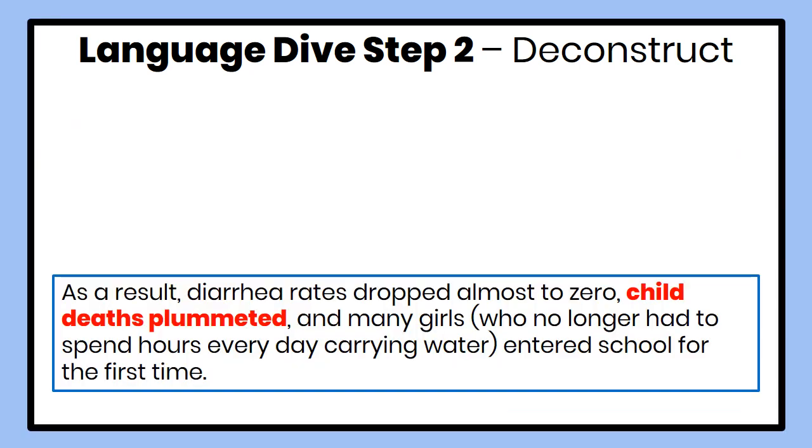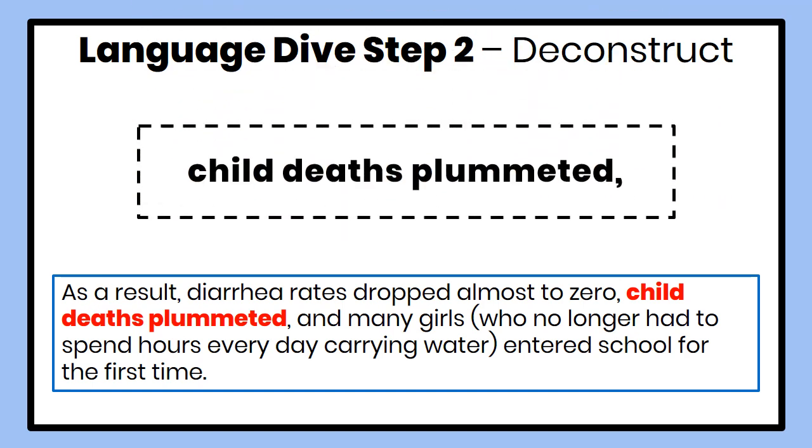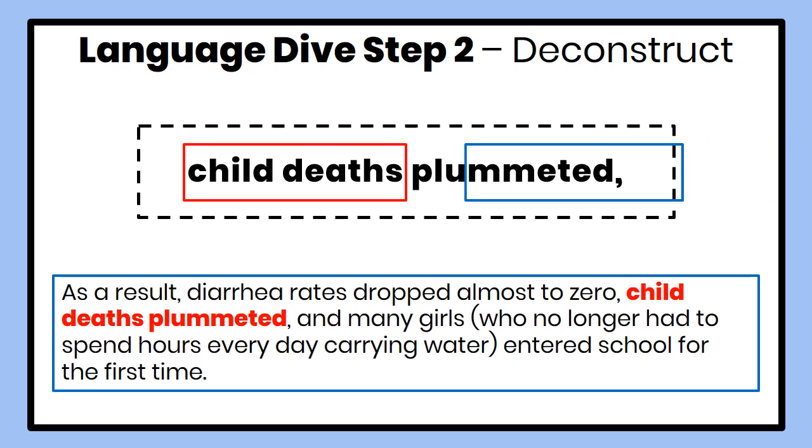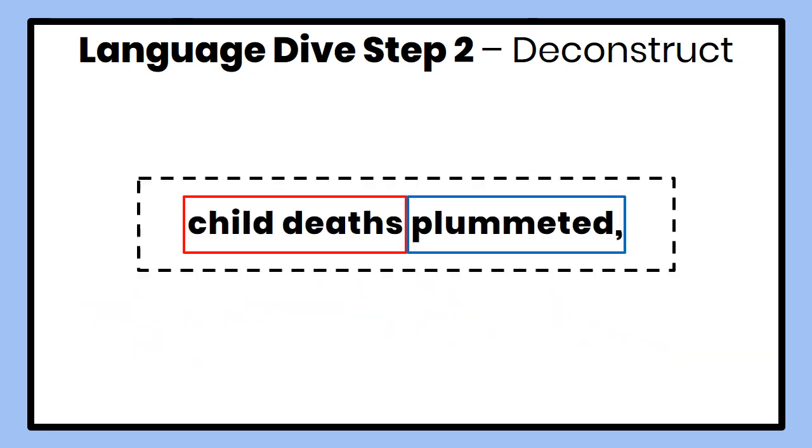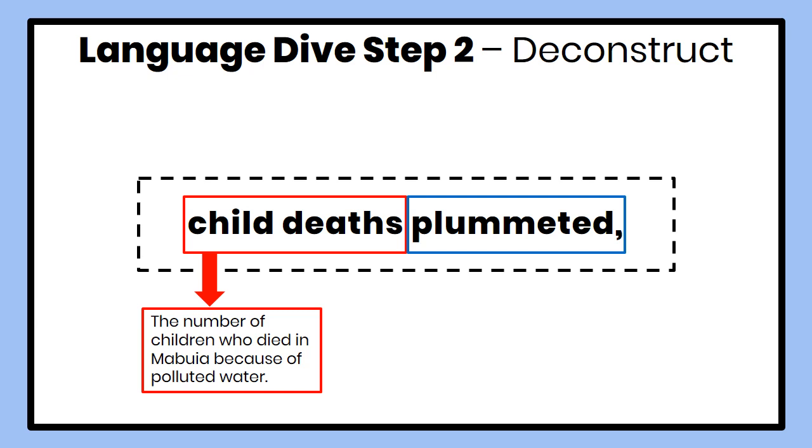Let's look at the next chunk. Child deaths plummeted. We're going to look at this chunk in two parts: child deaths and plummeted. Let's look at the first chunk, child deaths. What is this phrase about? Child deaths refer to the number of children who died in Mabuya because of the polluted water.